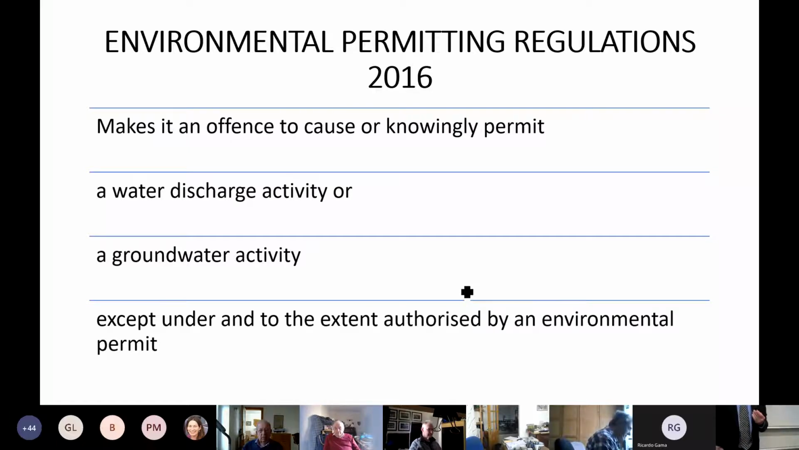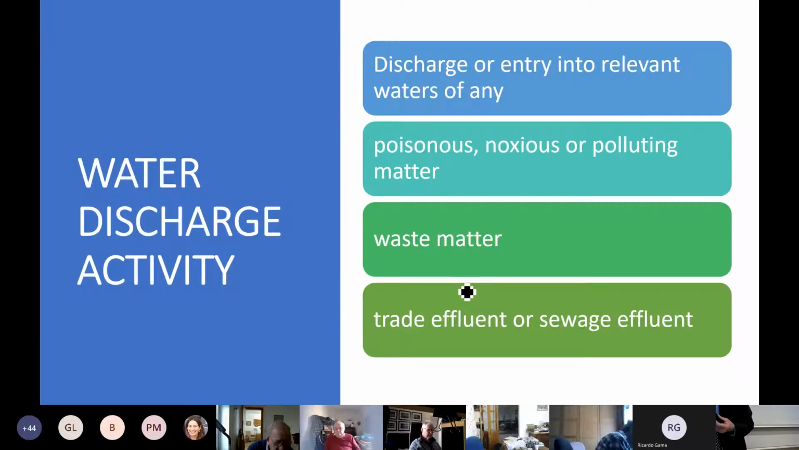Now, the regulations do have exceptions to this. I'll come on to one of them in respect of highways in a minute. But this is a general rule that governs water discharges. A water discharge activity is a discharge or entry into relevant waters of any poisonous, noxious or polluting matter, waste matter or trade effluent or sewage effluent. So fairly all-encompassing.